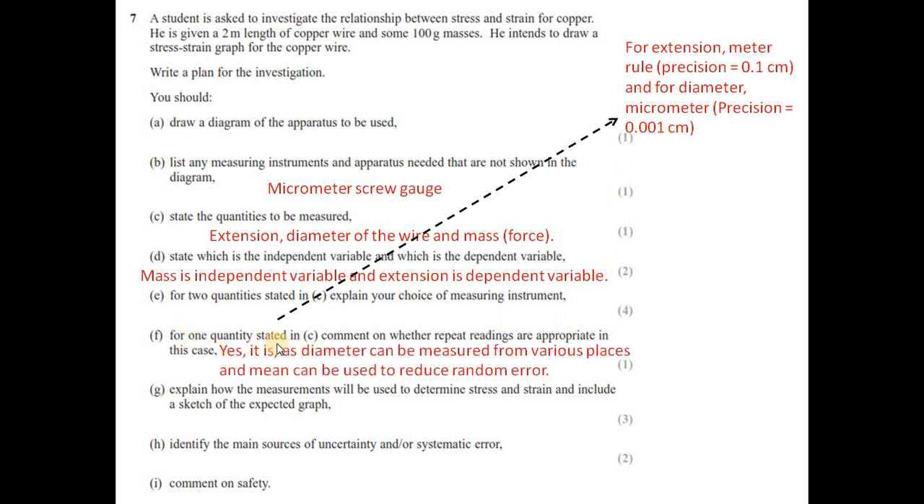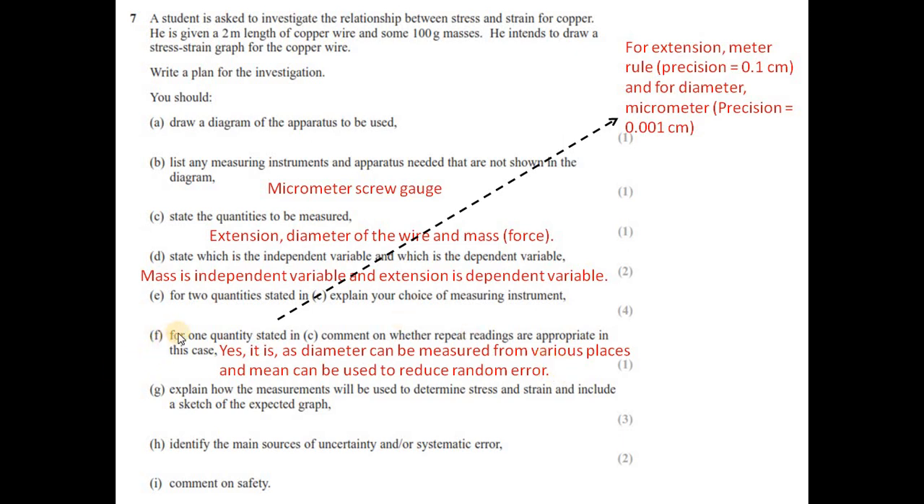For one quantity stated in C, comment on whether it's worth repeating readings. Yes, of course. Measurement of diameter we can repeat at various places and orientations, and we can use the mean value to reduce random error or to get a more reliable result. You can include more reliable result.